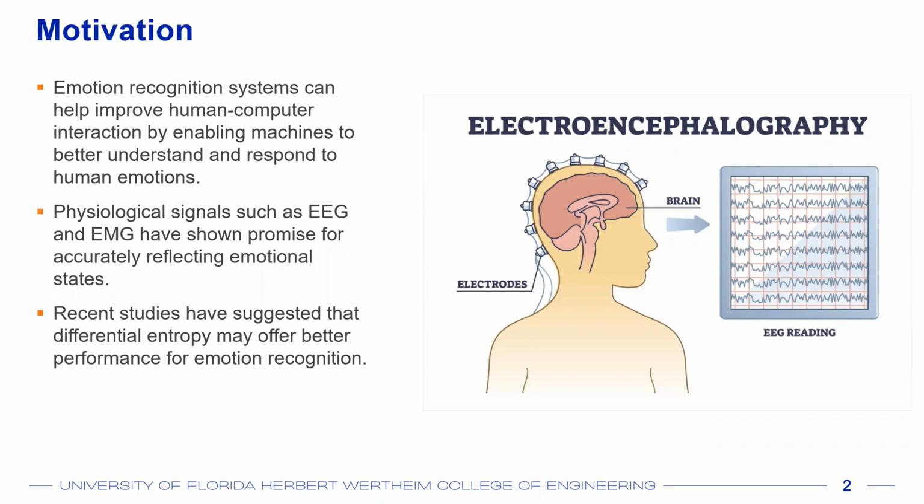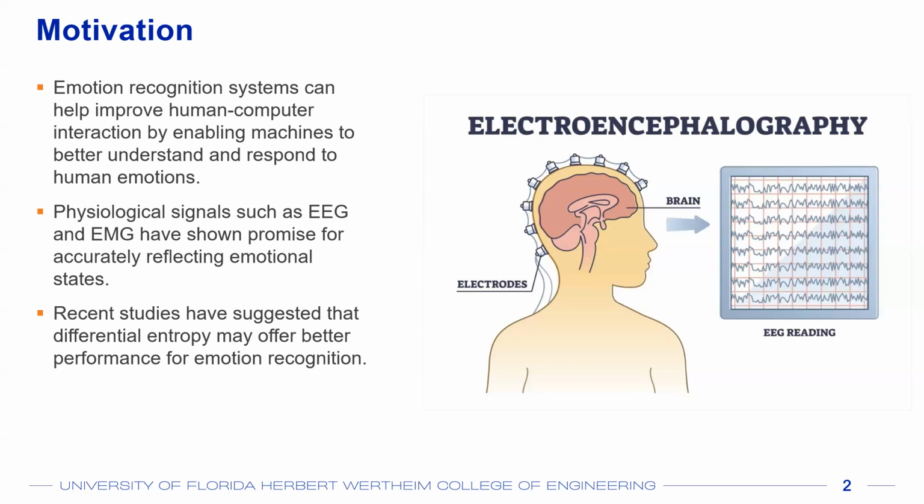Emotion is a fundamental aspect of human behavior that plays an important role in decision making, thinking, and social interactions. As artificial intelligence technology continues to advance, emotion recognition has become an increasingly important area of research, particularly in the context of human-machine interactions. Emotion recognition systems can help improve human-computer interactions by enabling machines to better understand and respond to human emotions. So why did I choose the EEG signal to do the emotion recognition?